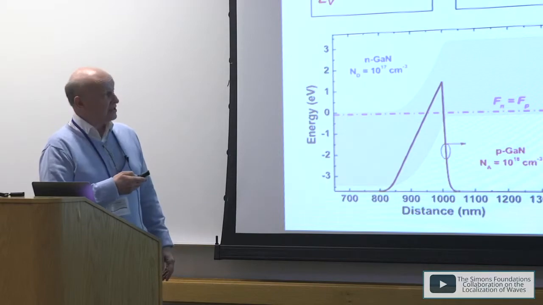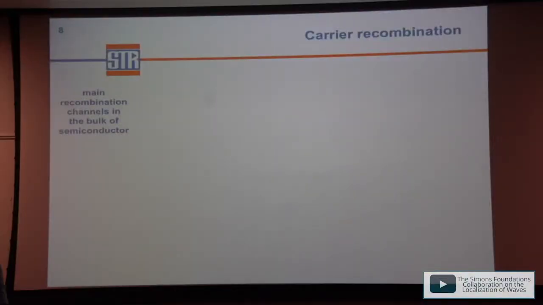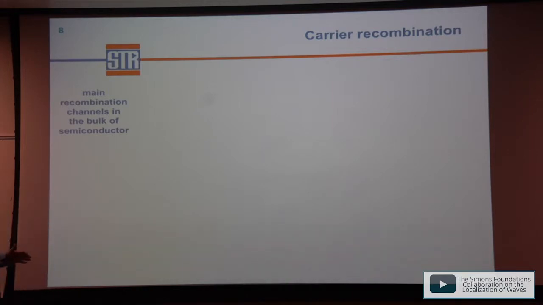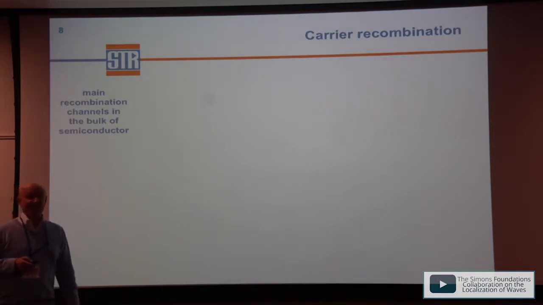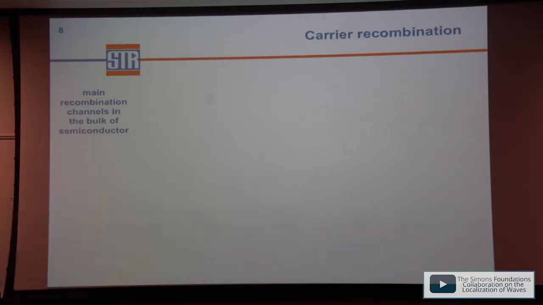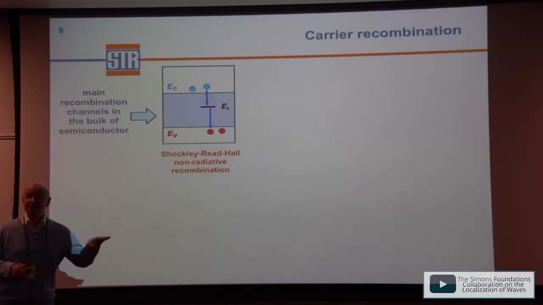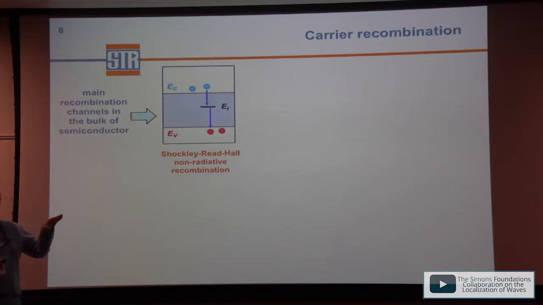And before we consider what happens if the bias is applied to the p-n junction, let's discuss the different channels of carrier recombination in semiconductors. The first important channel is the Shockley-Read-Hall non-radiative recombination. In this case, the recombination is mediated by deep levels in the band gap of the semiconductor produced by defects.